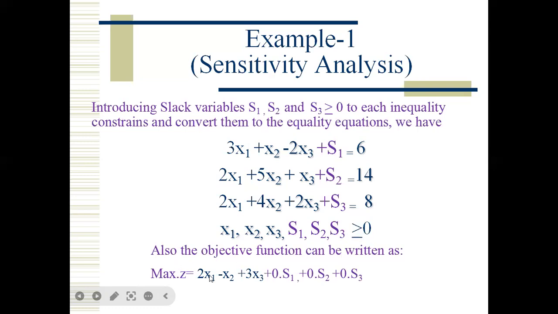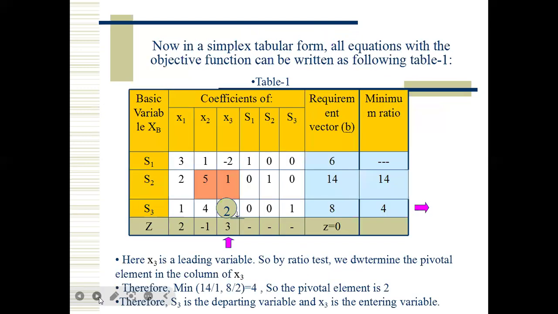Also the objective function can be written as the given objective function plus 0 into s1 plus 0 into s2 plus 0 into s3. This is the new objective function. Now we'll make the table by using the coefficients of the constraints and the objective function. These are x1, x2, x3, s1, s2, s3, the coefficients of the first, second and third constraints. Now we take s1, s2, s3 as basic variables, and x1, x2, x3 as non-basic.